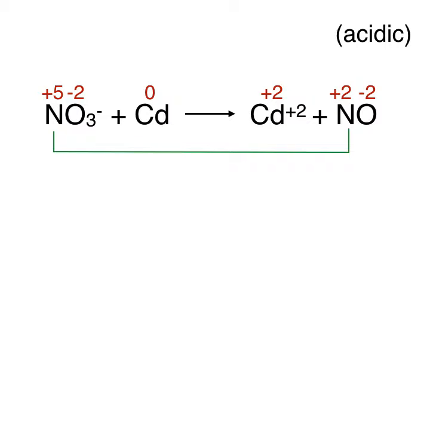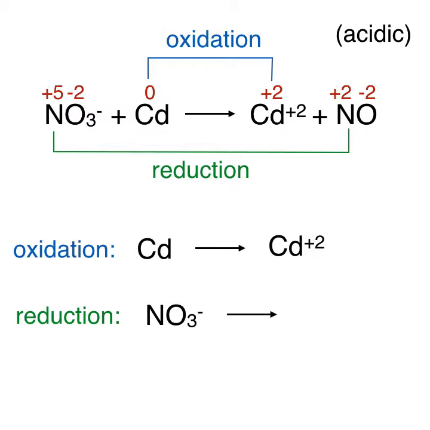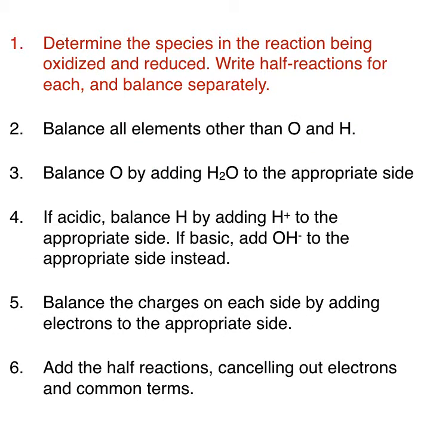Now, comparing the nitrogens, we can see the oxidation state has decreased in the reaction, meaning nitrogen has gained electrons and thus has been reduced. Cadmium, on the other hand, has increased in oxidation state, meaning it has lost electrons and thus been oxidized. We can now break our reaction down. The oxidation process involves a cadmium atom transforming into a cadmium ion. The reduction process involves nitrate transforming into a nitric oxide molecule. So step 1 is now done.